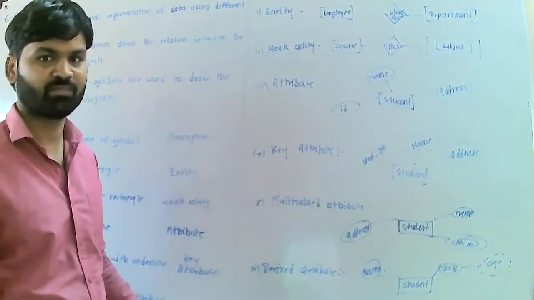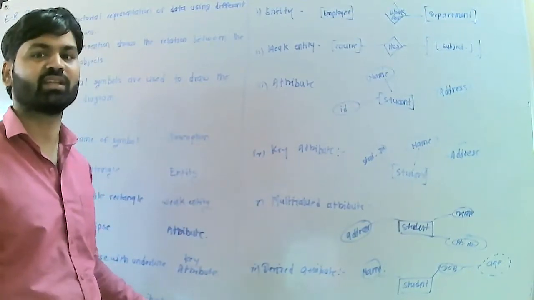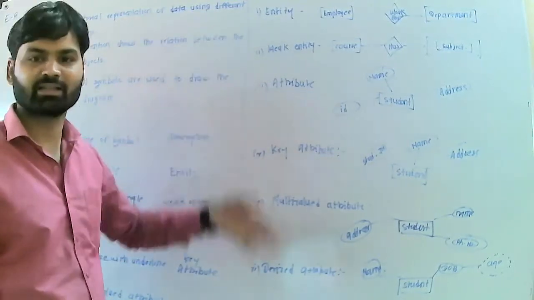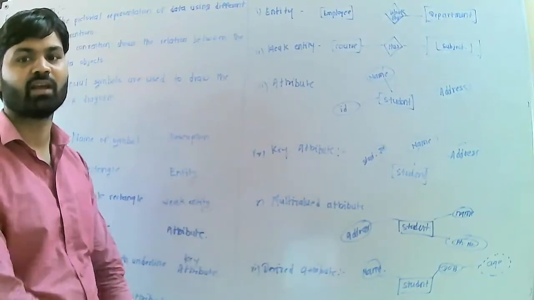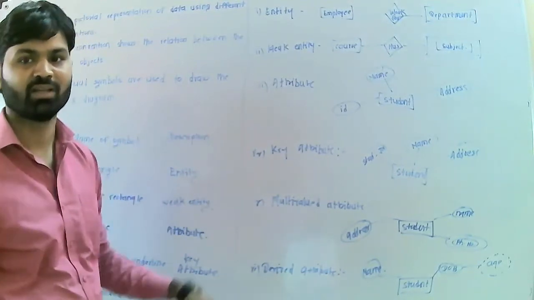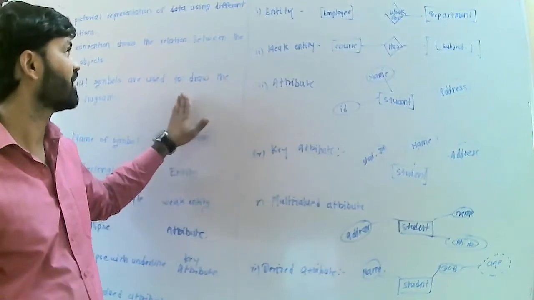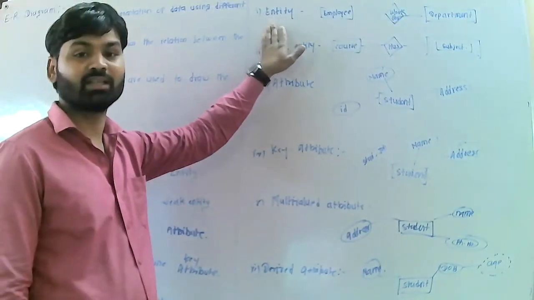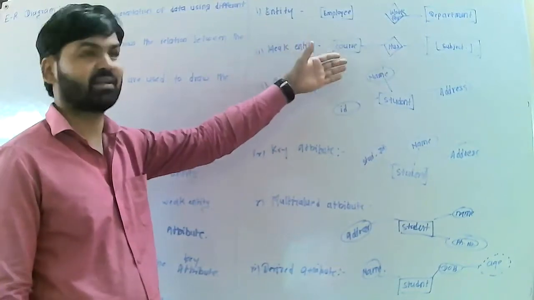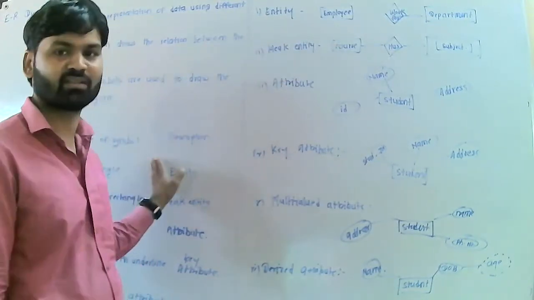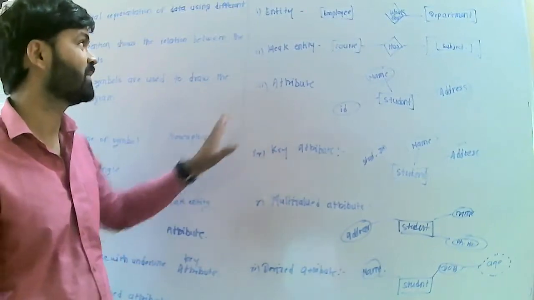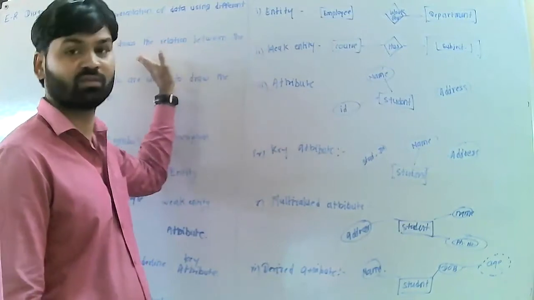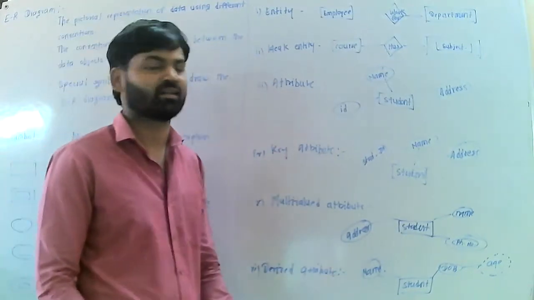There are many symbols. We will see all the symbols in an actual example of your ER diagram. In the next lecture, we are going to see the actual example of your ER diagram. Now we will see how the entities are represented by using these spatial symbols.